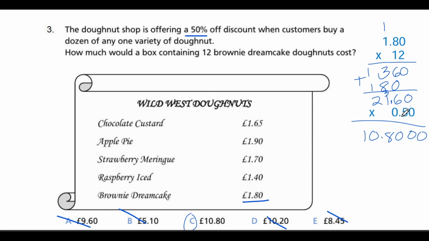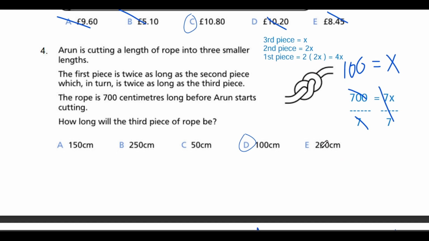Question 4. Next question. Arun is cutting a length of rope into 3 smaller lengths. The first piece is twice as long as the second piece, which, in turn, is twice as long as the third piece. The rope is 700 centimeters long. How long will the third piece of rope be?